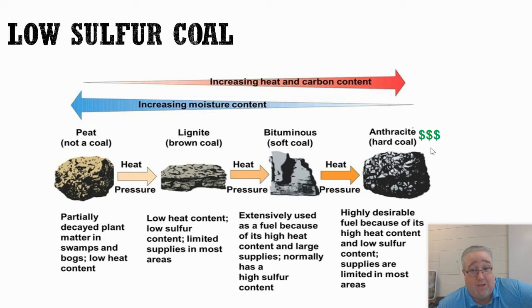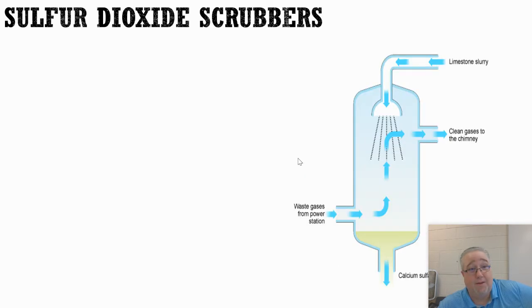So let's say you own a coal power plant and you're going to be burning coal to produce electricity. Do you want to spend a lot of money on anthracite, or do you want to spend a little bit less money on bituminous coal, where it burns just as easily and produces just as much heat, but it does have a higher sulfur content? Well, in this country and a lot of places around the world, bituminous is the winner because it's less expensive.